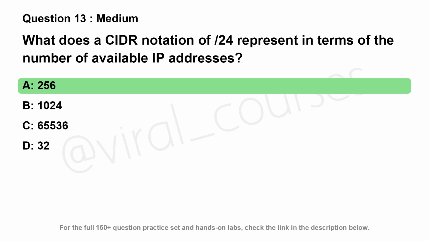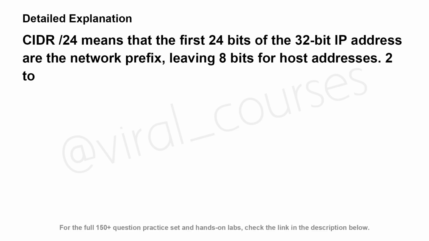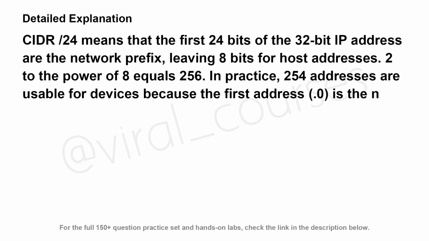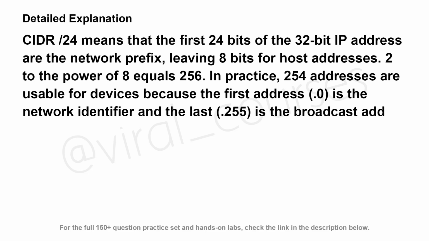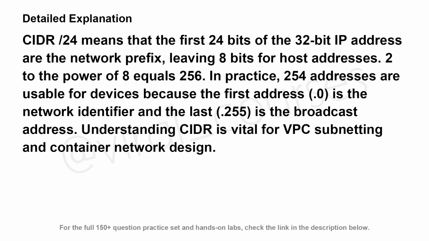The correct answer is A. CIDR /24 means that the first 24 bits of the 32-bit IP address are the network prefix, leaving 8 bits for host addresses. 2 to the power of 8 equals 256. In practice, 254 addresses are usable for devices because the first address, .0, is the network identifier and the last, .255, is the broadcast address. Understanding CIDR is vital for VPC subnetting and container network design.